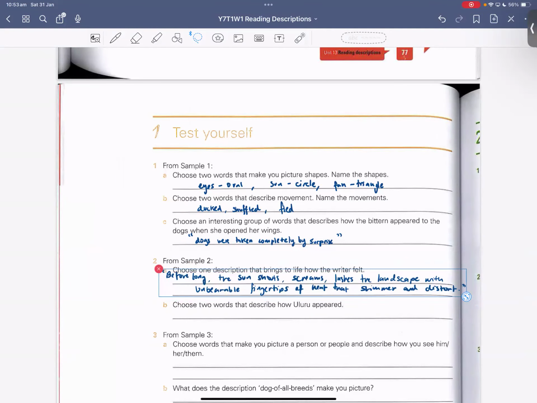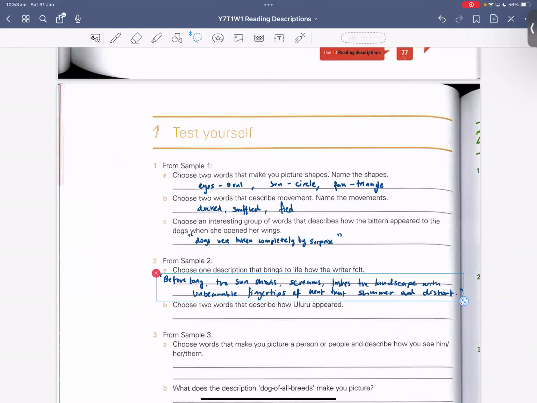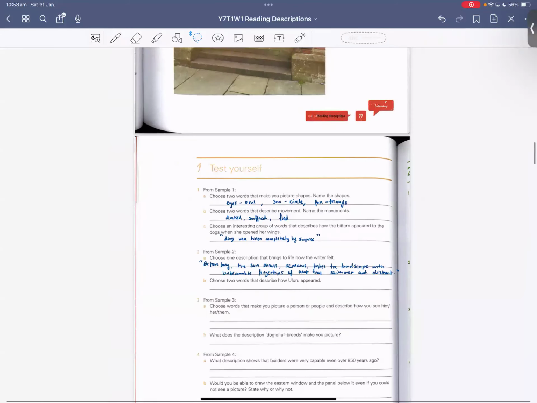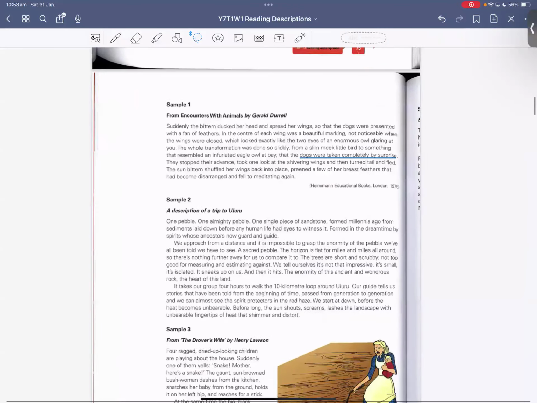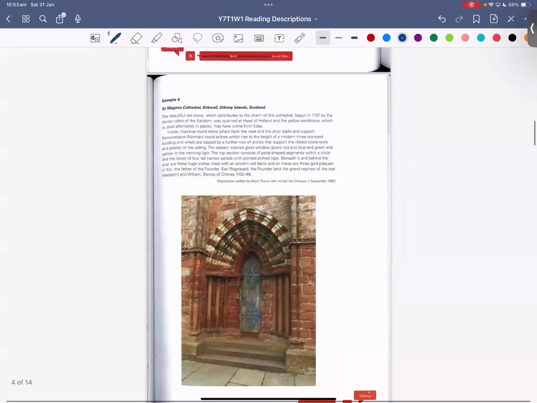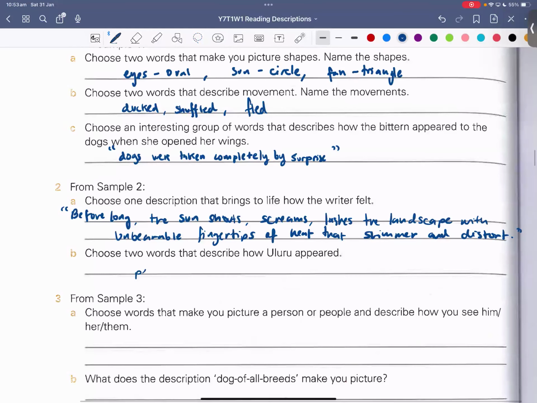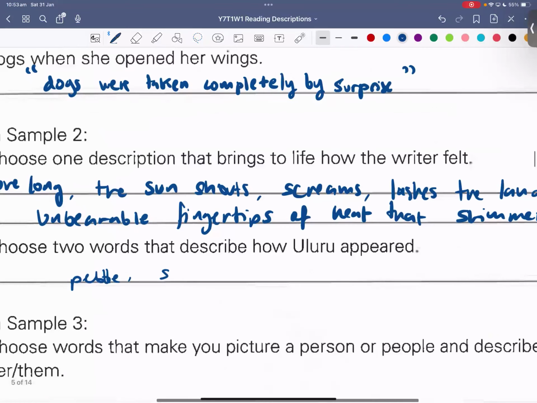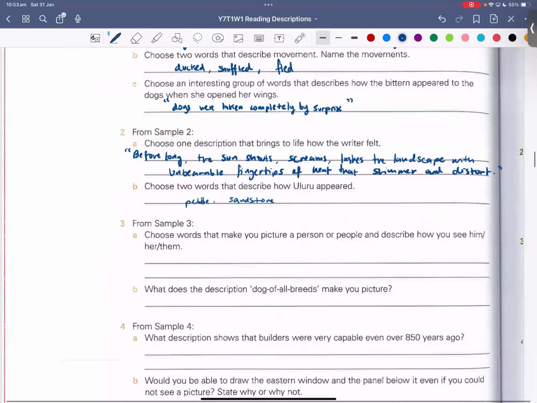Now choose 2 words that describe how the Uluru appeared. Did anyone have any? A pebble? They called it a pebble? Which is quite ironic, right? Because Uluru is humongous and a pebble is tiny. What else? Yes? Pebble and sandstone. Millions of years. But that's not how it looked. That's more of how it formed, right? So we're just looking visually.